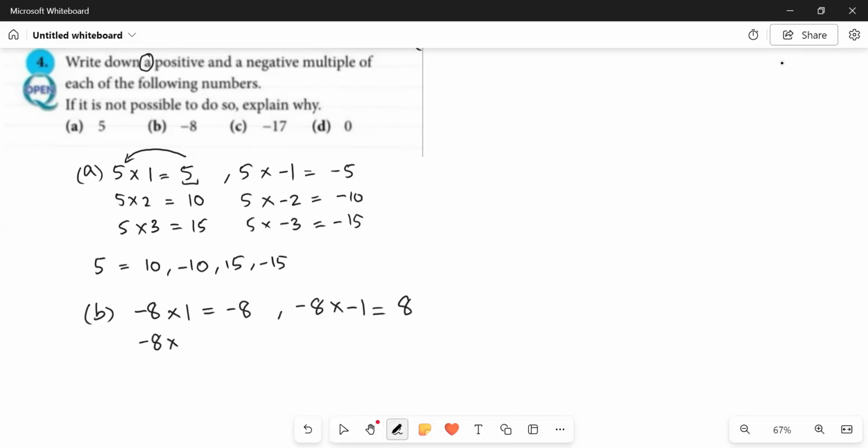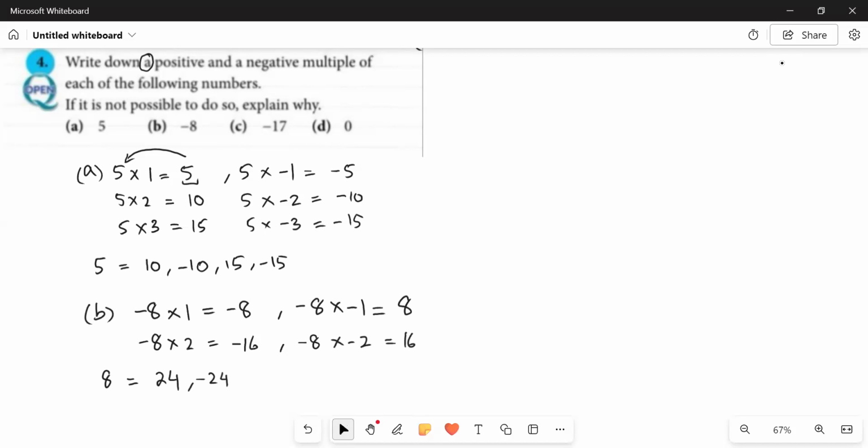If I multiply it by 2, I'll get negative 16. But if I multiply it by negative 2, I'll get positive 16. So the multiples of 8 could be both positive and negative. I could write 8 multiplied by 3 is equal to 24 and minus 24. So these are two multiples of 8. So the product is basically a multiple of its factors.